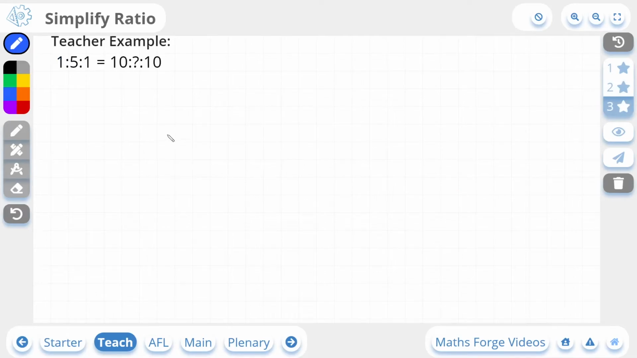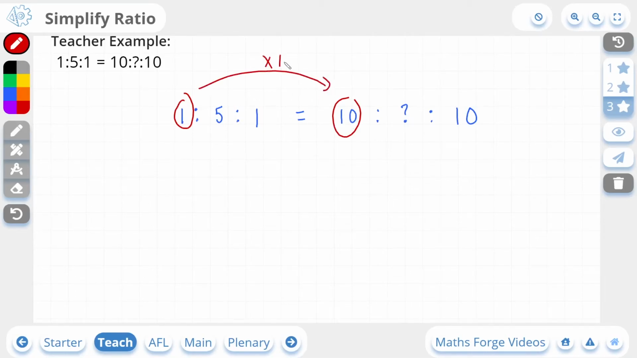We'll do a 3-star example now. Here we're being given 2 ratios, 1 to 5 to 1, and it's equal to another ratio, 10 to a missing number that we don't know, a question mark, and another 10. So to find out what this missing number is, you have to ask yourself, how do we get from 1 to 10 through multiplication? And of course, that's by multiplying by 10. To go from 1 to 10, we multiply by 10.